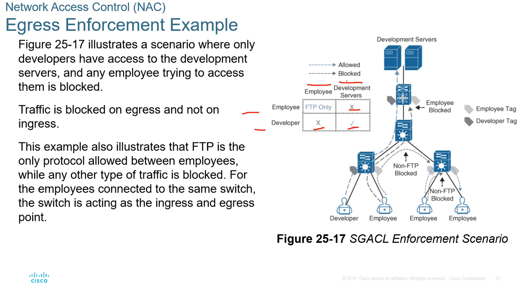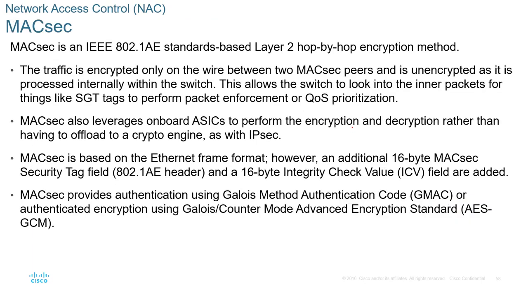So this is an example that allows us to illustrate that FTP is the only protocol, in this example, allowed between the employees, while any other type of traffic is blocked. So the employee is connected to the same switch, and the switch is acting as an ingress and egress point. So you can communicate between the different employees using FTP, but it can't leave the network. And the switches are acting as both ingress and egress.